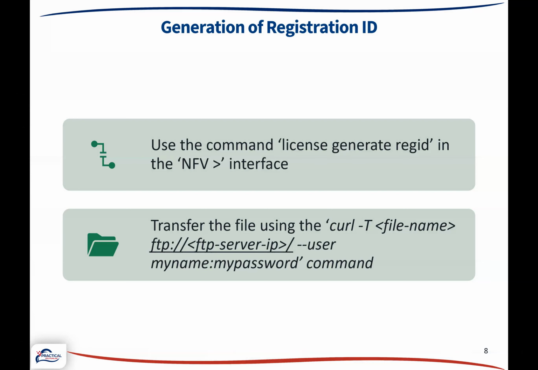Generation of the registration ID. So in order to generate the registration ID, you would have to use the command license generate reg ID in the NFV interface. This interface will be available to you after you have gone through the Oni installation process. And in order to transfer this file that was generated to your FTP server, this is the following command that you would have to use: curl -T, the name of the file that was generated in your 3906 virtual switch, FTP and your FTP server IP, user name and the password of the FTP server, and then enter.